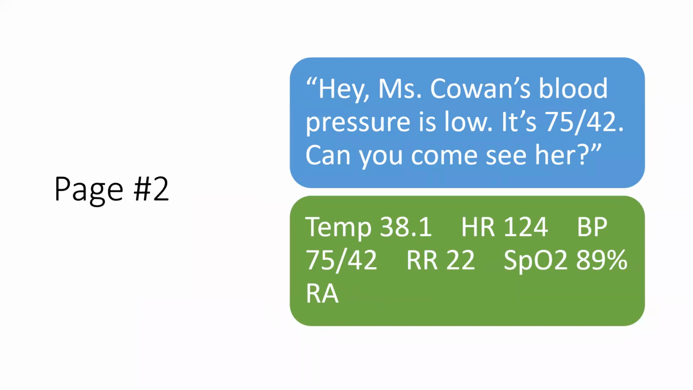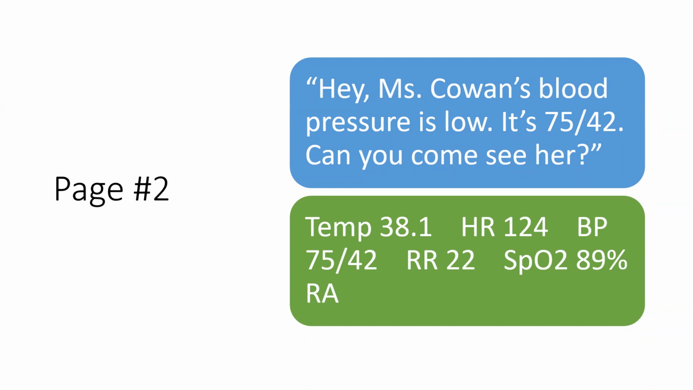Next patient, you just got done with Mr. Jones, you successfully resuscitated his hemorrhagic shock. You sit down at the computer, but then you get another page. And it's another patient's nurse. She says, hey, Miss Cowan's blood pressure is low. It's 75/42. Can you come see her? You ask for the rest of her vitals. The nurse says her temperature is 38.1, her heart rate is 124. It was 85 the last time I was in there.